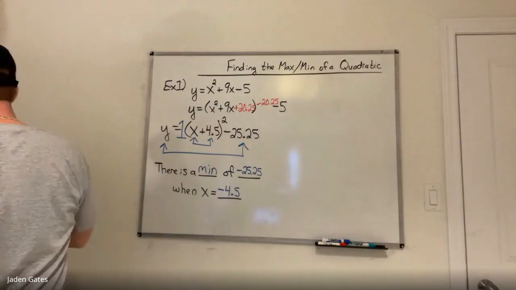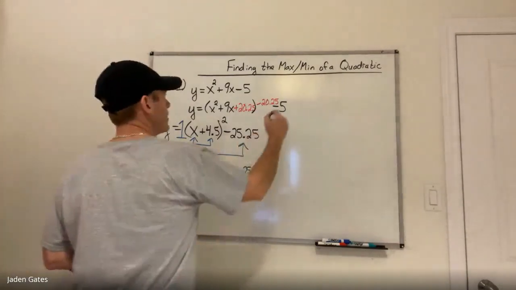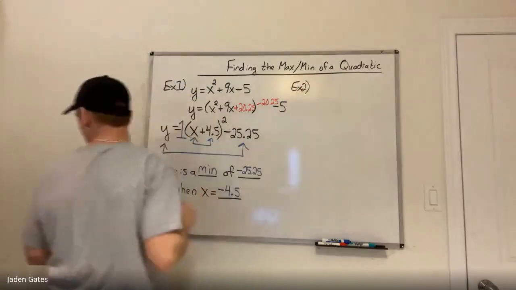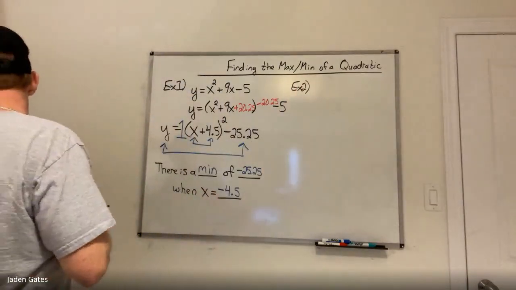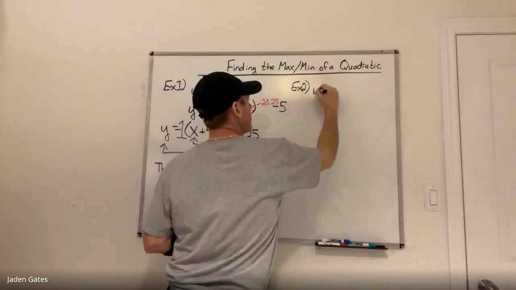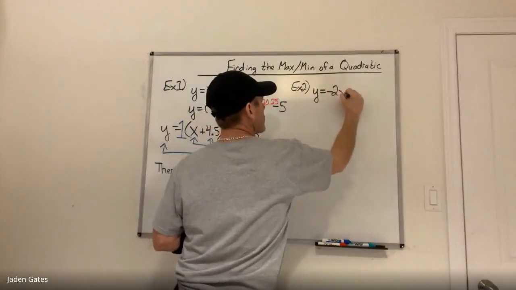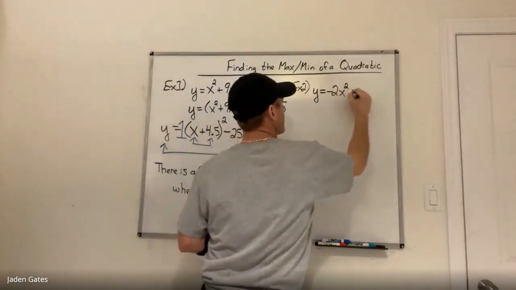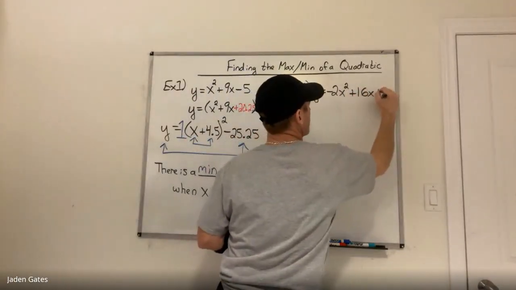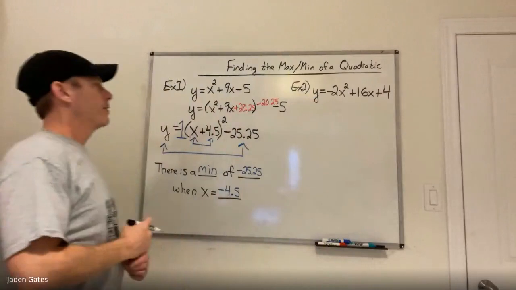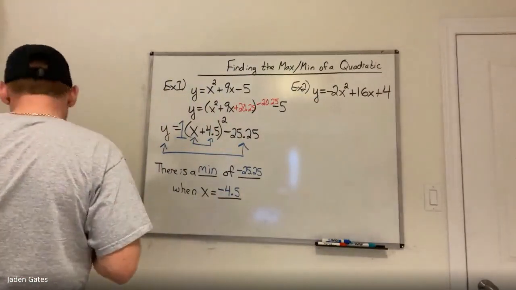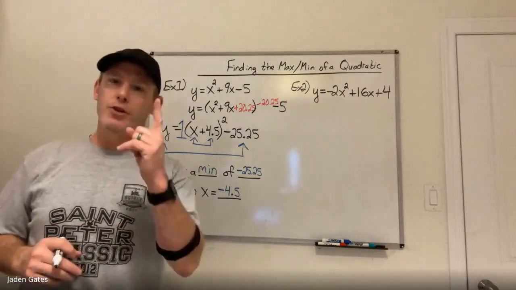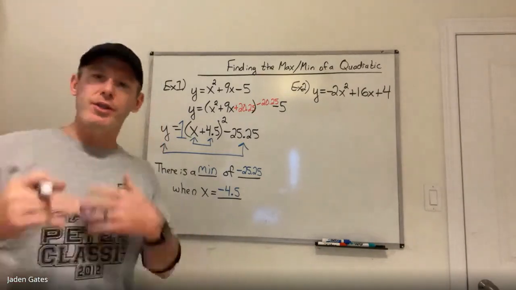All right, so I'm going to try another one of those. Let's see here. Example number 2, where I'm going to find the max or min of, let's see here, y equals negative 2x squared plus 16x plus 4. All right, so again, the first thing I need to do is, this one's different again because there's not a 1 in front of the x squared. So this is the tougher completing the square.